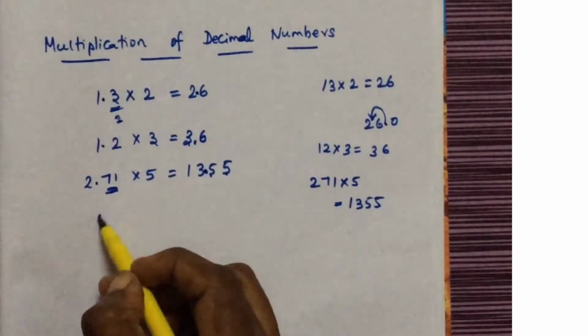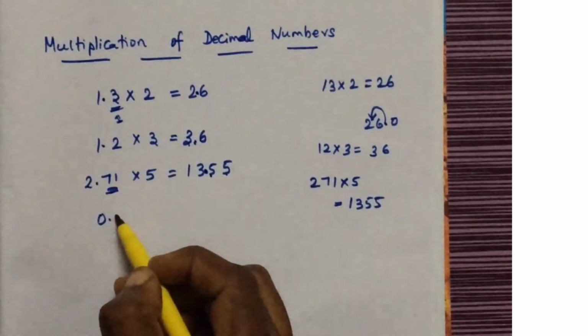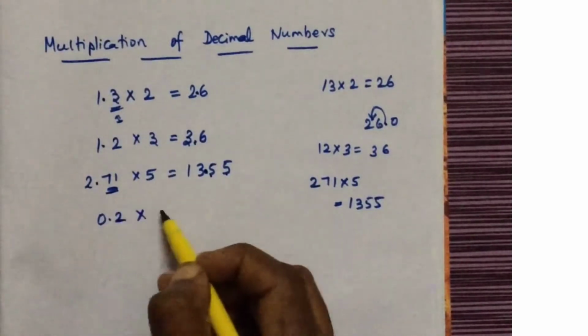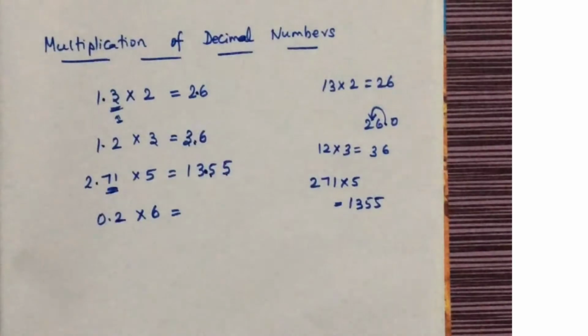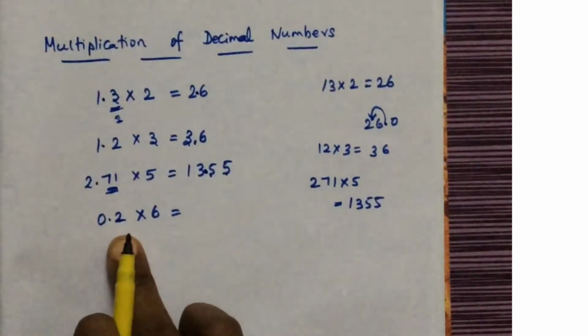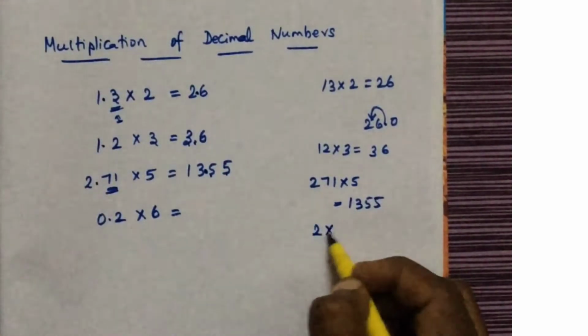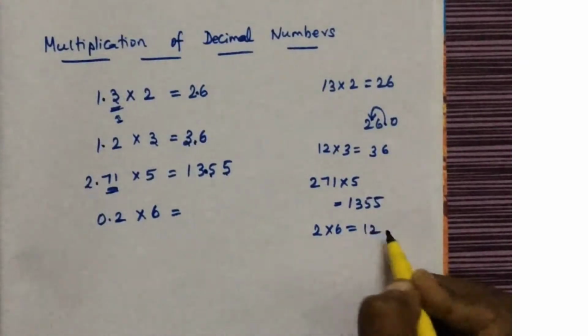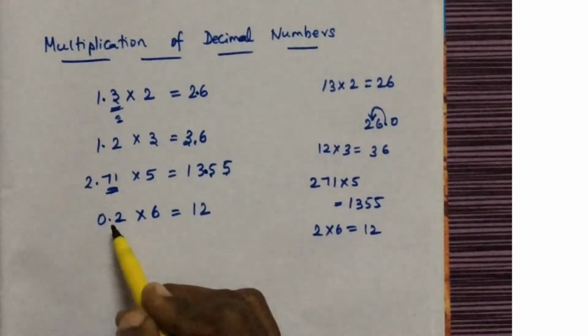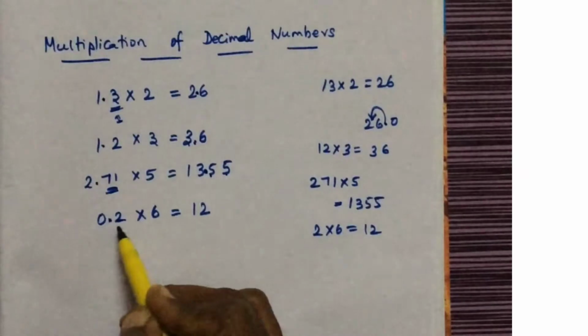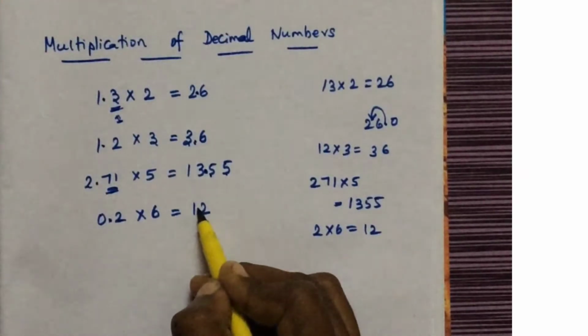Now we will do 0.2 multiplied by 6. Now we have to do 2 multiplied by 6, which is 12. There is only one digit after the decimal point, so we have to put it here.